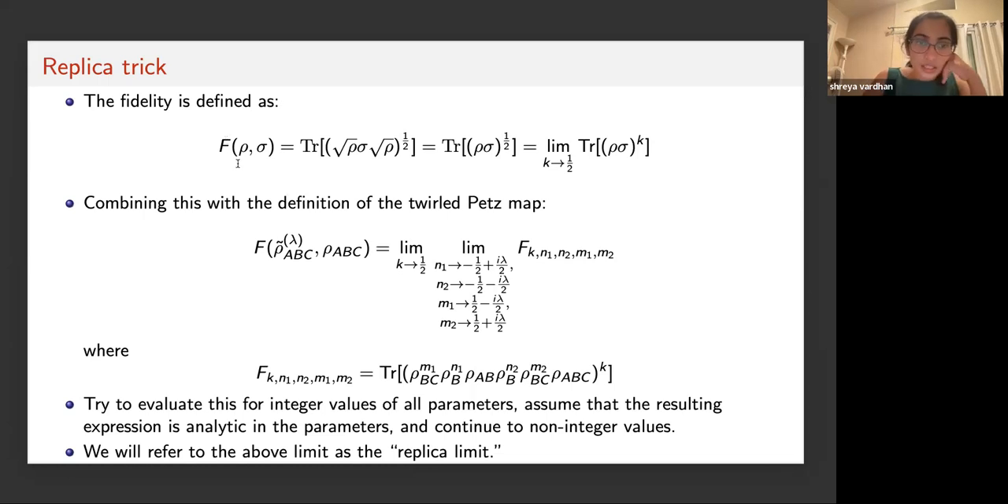So the definition of the fidelity between any two density matrices rho and sigma is this somewhat complicated expression, which for pure states rho and sigma just reduces to the overlap between the states. And it's not obvious, but it's possible to show that we can also write this as trace of rho times sigma to the power of 1/2. Okay, and then we can introduce a replica trick where we promote this 1/2 to some integer k, and try to evaluate this as some function of this k based on the integer values, and then analytically continue that to k equal to 1/2 to find the fidelity.